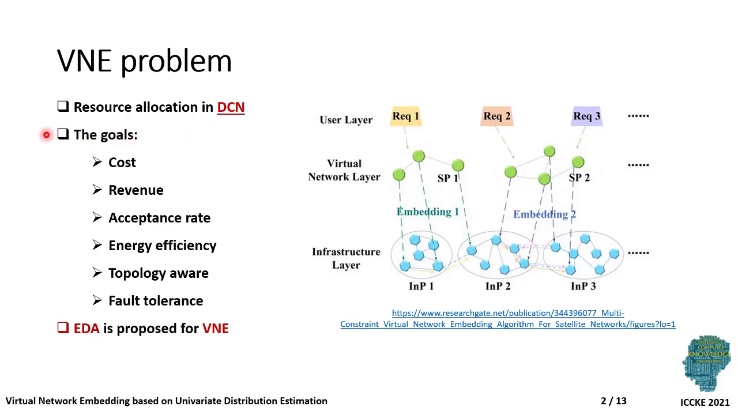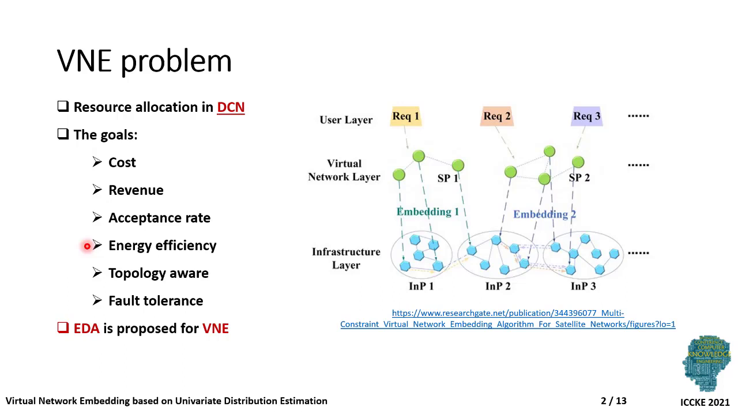The goal of the VNE problem is decreasing the embedding cost and also increasing the revenue. In order to increase the revenue, we need to accept most of the virtual network requests. So we need to increase the acceptance rate, and also we need to be energy efficient. But other goals can sometimes be used in some related works.